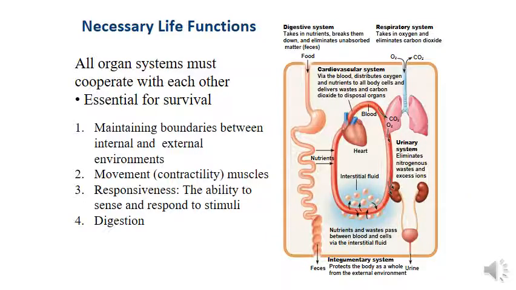Alright, so then our book talks about the necessary life functions for our body to survive. And all our organ systems must cooperate with each other. So here, pretty common sense stuff. Maintaining boundaries between internal and external environments, so think of that as the skin, or a coat for animals. Then movement is a characteristic of living things, so our muscles are responsible for that.